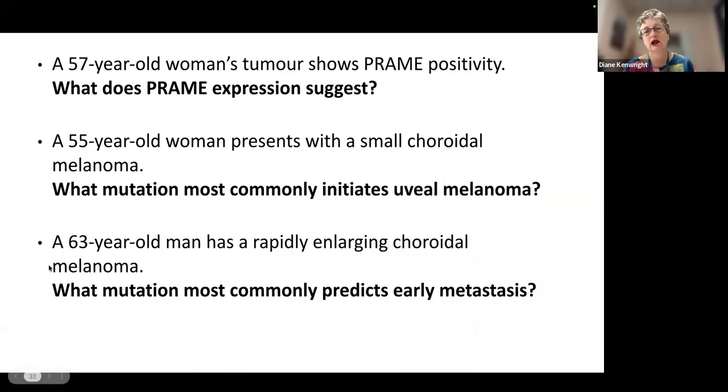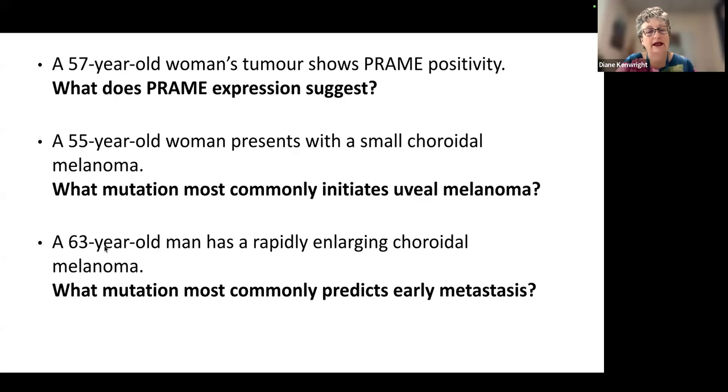All right, so here are some MCQs that you might encounter. A 57-year-old's tumor shows PRAME positivity. What does this suggest? It suggests that the tumor is more likely to metastasize and the patient will have a shorter disease-specific survival. A 55-year-old woman presents with a small choroidal melanoma. What mutation commonly initiates uveal melanoma? That is GNAQ. Remember, BRAF is about conjunctival and skin melanomas, and GNAQ is about uveal melanomas.